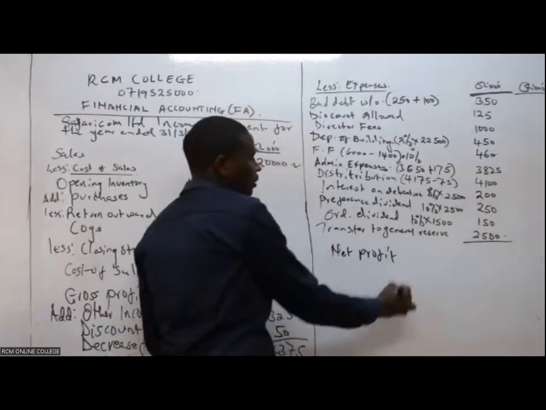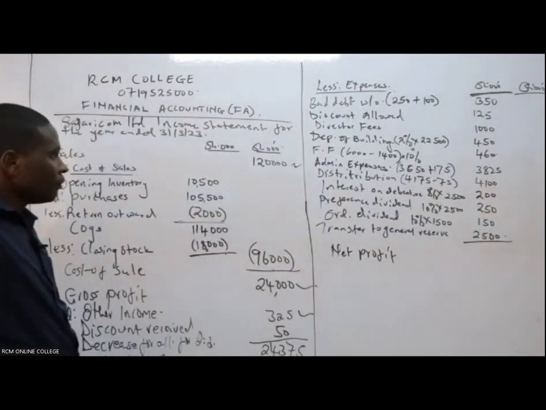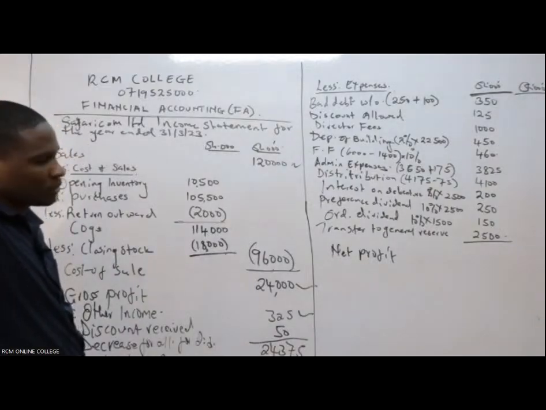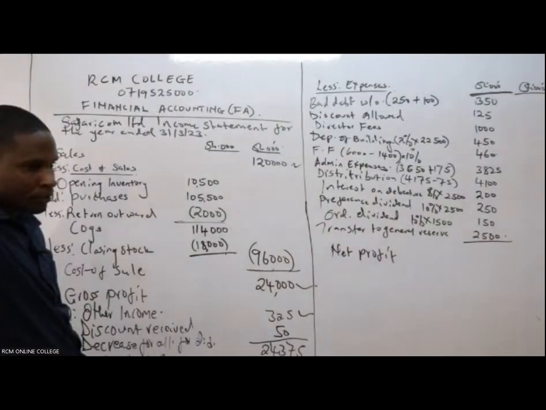What is the total expense? Somebody is doing it very fast. 350, add 125, 1000, like that, until the end. What is our total expense? Total expense is 13,160. That's according to Sharon Onyango.